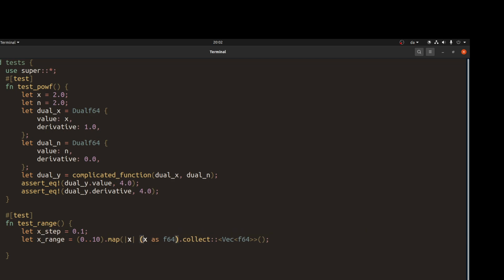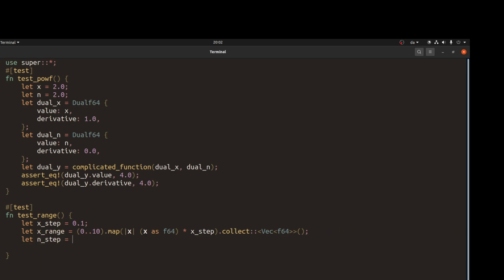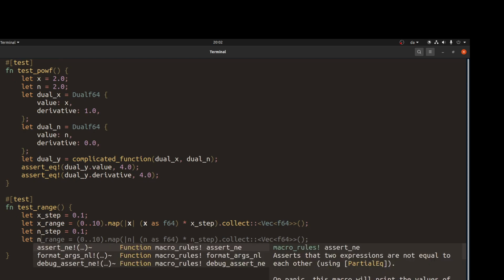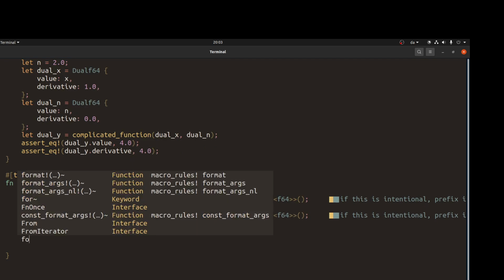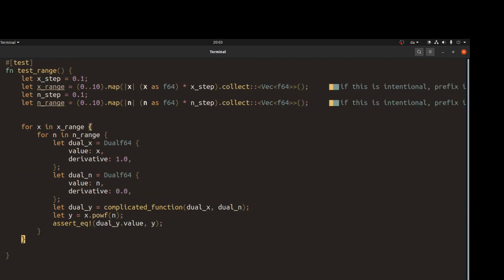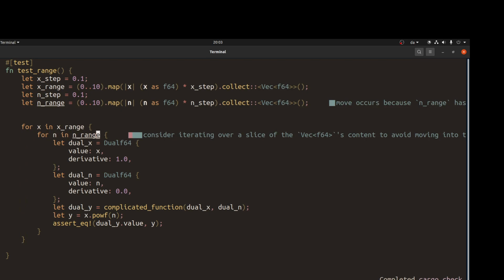0.1. Why not? So we take this as the F64 and then we multiply it by the step. So now we get this thing. So let's do end step, probably the same, and end range is also that. Now I want to say for X in X range, and for N in N range, we're going to do some stuff. So we'll make first the dual X, then we'll make the dual N, and we'll calculate this complicated function, and we'll see here.